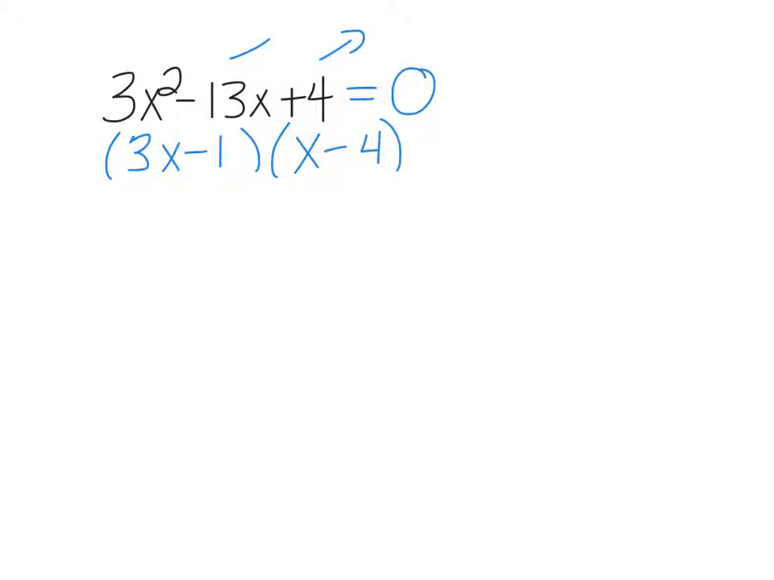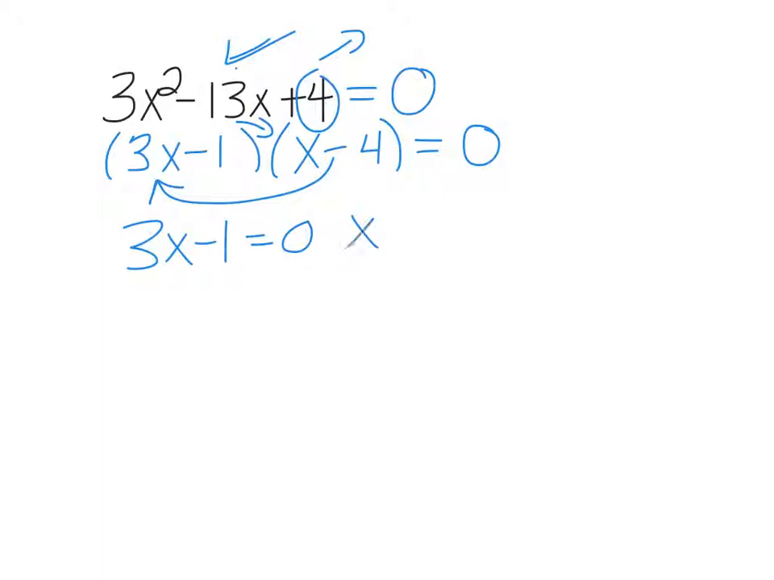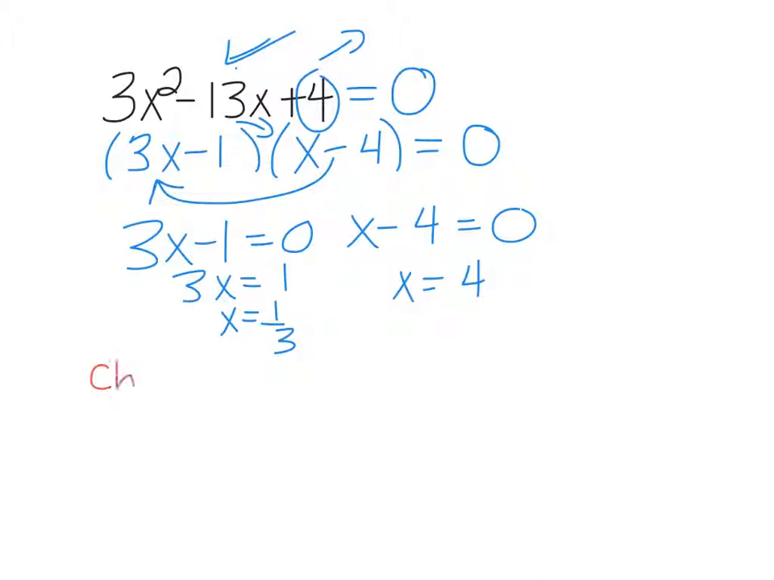So negative 1 times negative 4 would definitely give me my 4. I'd have a negative 12x minus x, which would give me my negative 13, so that is correct. So I'm going to set that equal to 0, so those are my factors. So I'd have 3x minus 1 is equal to 0, and x minus 4 is equal to 0. So that would be 3x is equal to 1, x is equal to 1/3, and here x is equal to 4.